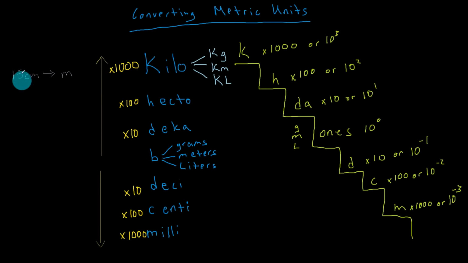So let's take 15 centimeters. We're going to go down to our staircase step here for centimeters and ask ourselves, how do we move 2 steps to get to meters? Well, I want you to think multiples of 10. But I can't multiply by 100 because times 10 times 10, that's 100. Because 15 times 100 is 1,500. 1,500 meters is much larger than 15 centimeters.